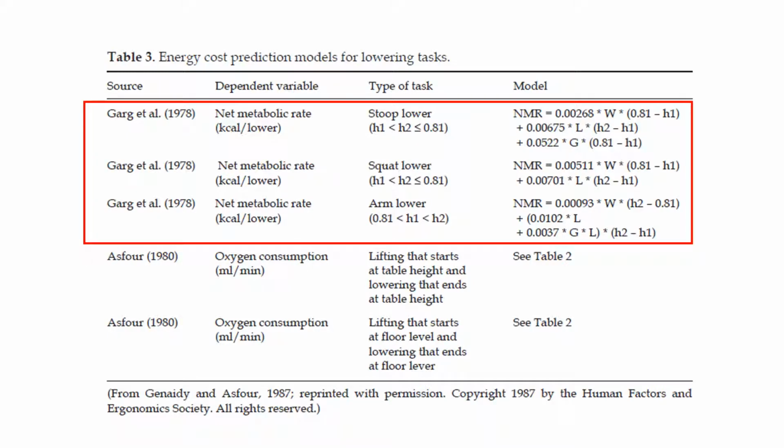This table shows you different equations related to the lowering activities, and you can see that we have different types of lowering activities such as a stoop, a squat, and arm lower, and for each one a separate equation has been created and developed. I really recommend that you read the article that I uploaded for you. And you can see how they reached these numbers and these equations.